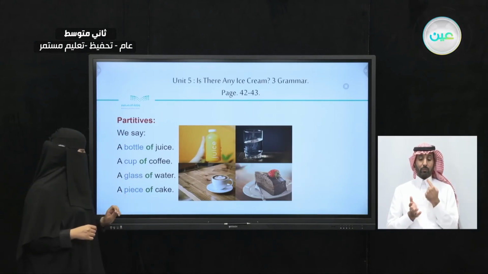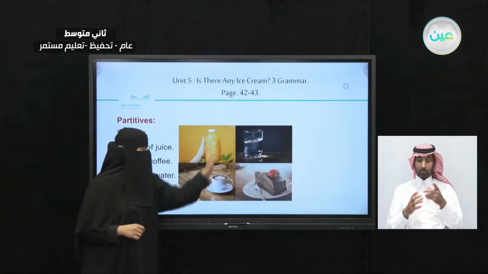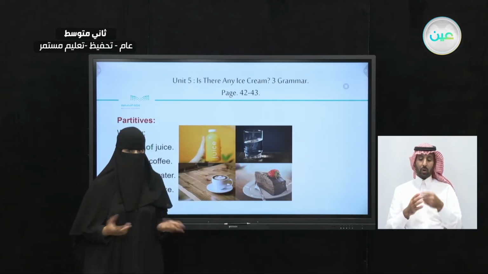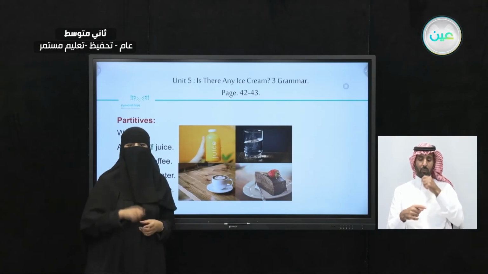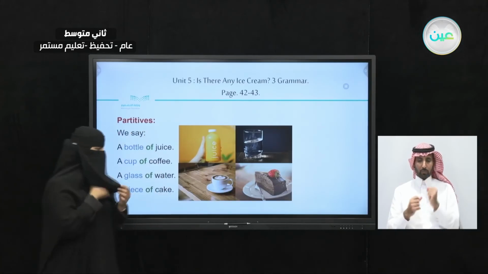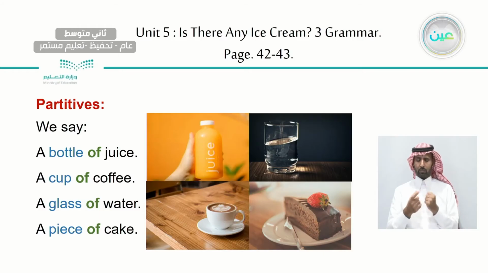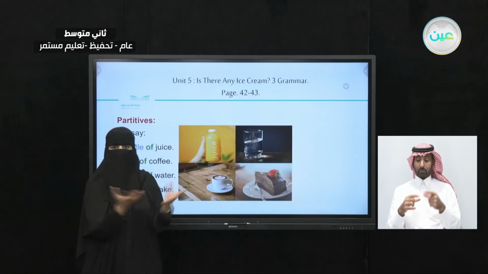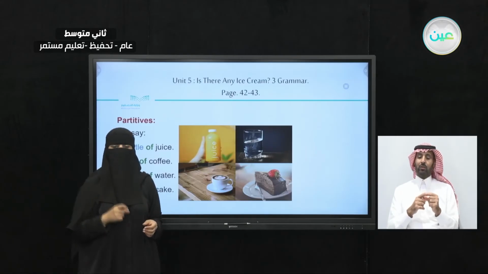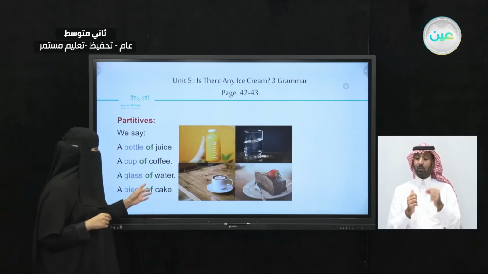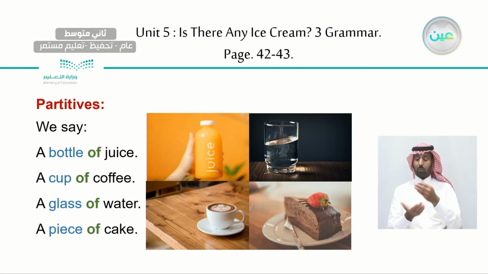How about the last one? So all of these are drinks. How about this one? Is it a drink? Actually, you can't drink the cake, but cake is kind of food. So what are we going to say here? A piece of cake. Here, it's not the whole cake, just a piece of this cake. I want a piece of this cake. So here we have a bottle, cup, glass, and piece for quantities.